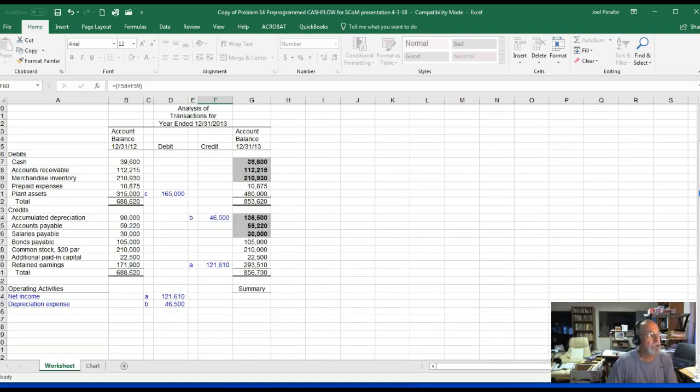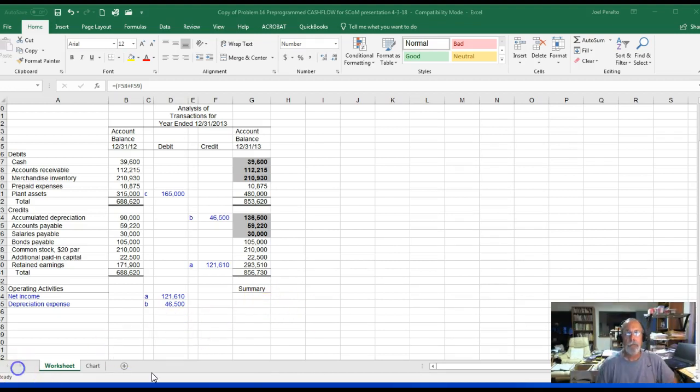Okay, let's see. Transaction D: old equipment originally costing $19,500, and that had been depreciated in the amount of $79.50, was sold for $8,000. So this transaction is basically a disposition of a fixed asset. We have the sale of partially depreciated equipment for cash.